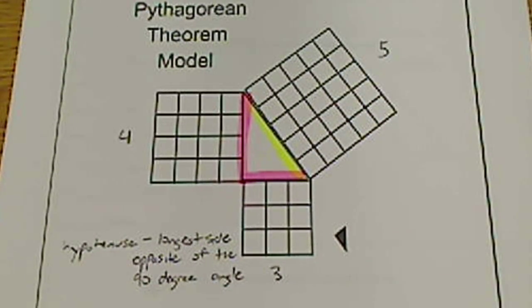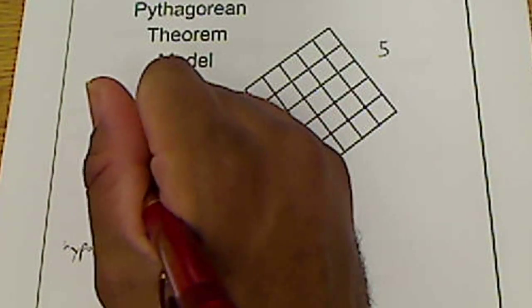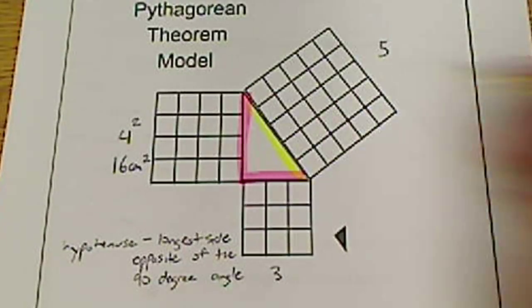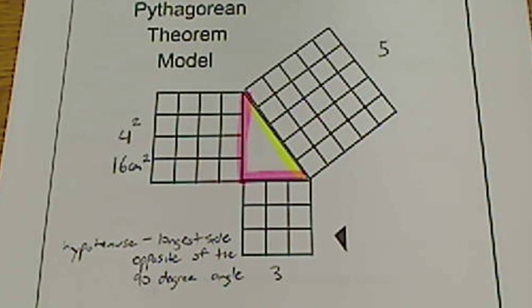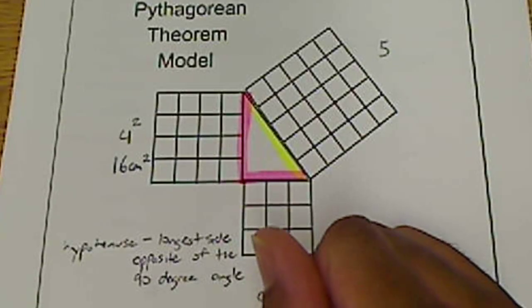But what if they want to know the area? That means I would square that 4. So I do 4 squared, and 4 times 4 gives me 16. I'm just going to say this is centimeters for my units. What about this one? There are actually 9, so that gives me 9 for the area.